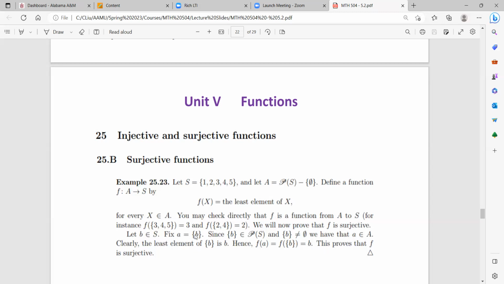And you can find other subsets in the domain A also such that f of A equals b, but you only need to find one. So that completes the proof. So this function is surjective.